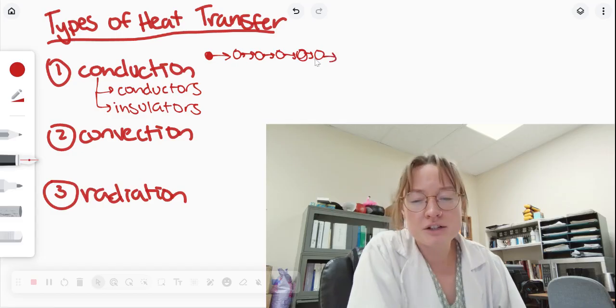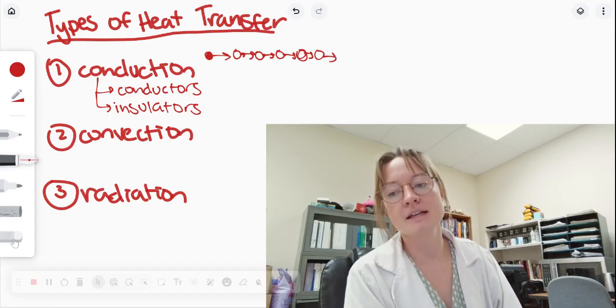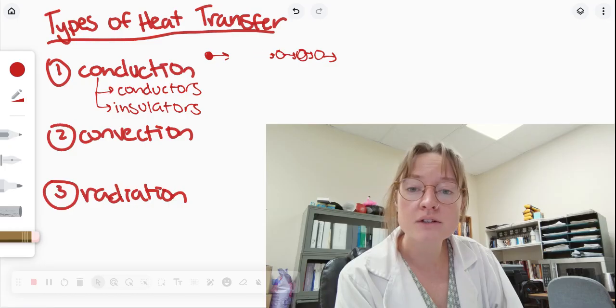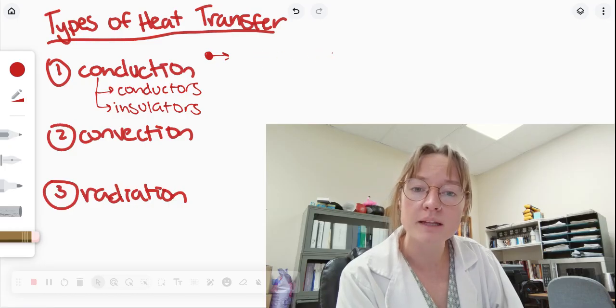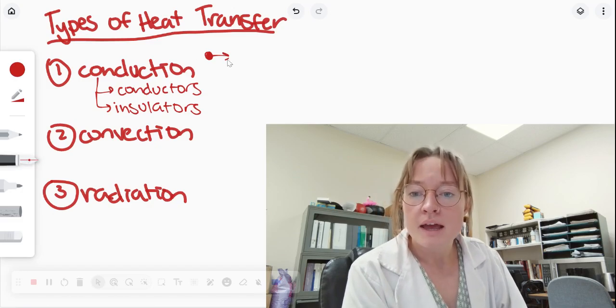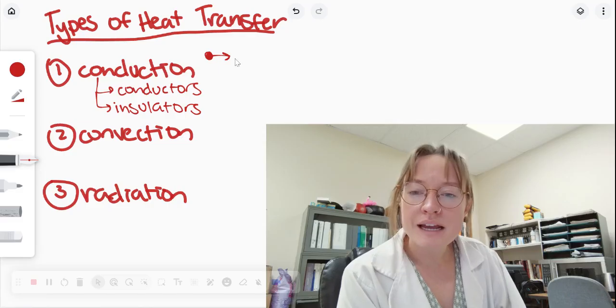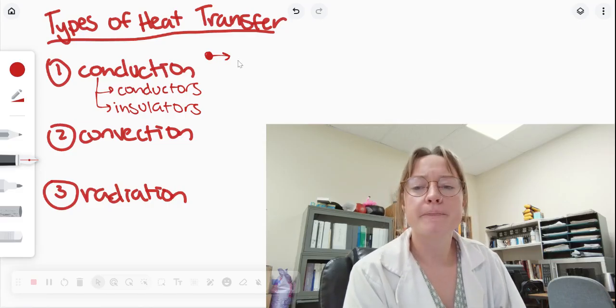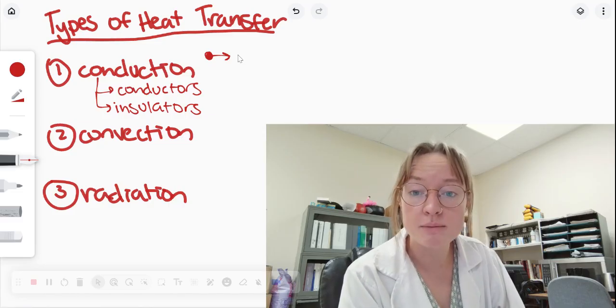So you see much better heat transfer for substances that have molecules or particles with a little bit more mobility. If their molecules are too stiff, then they don't have good mobility. Then the other thing that's going to matter is how tightly packed the molecules are.